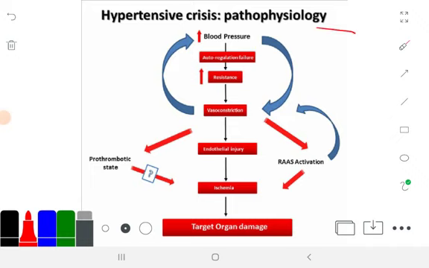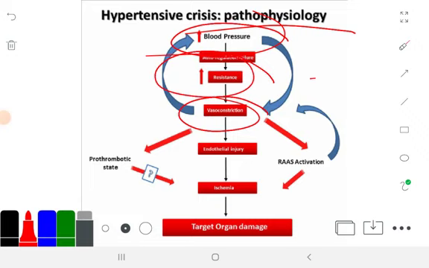Hypertensive crisis, the pathophysiology: an increase in blood pressure and autoregulation failure. Autoregulation failure causes an increase in blood pressure. Vasoconstriction, the constriction in the vessels, causes an increase in blood pressure because of an increase in resistance. So this is an important graph, and these are the causes of hypertension.